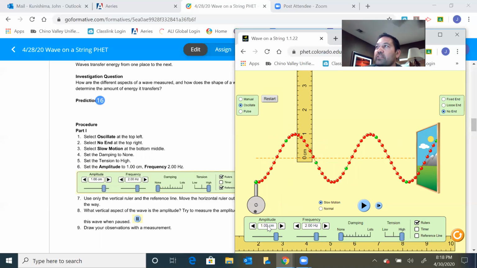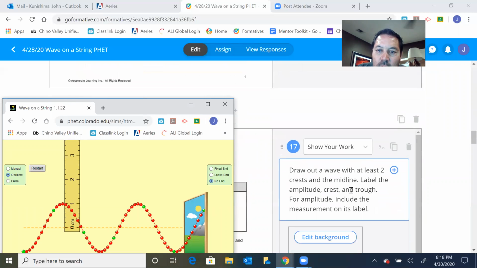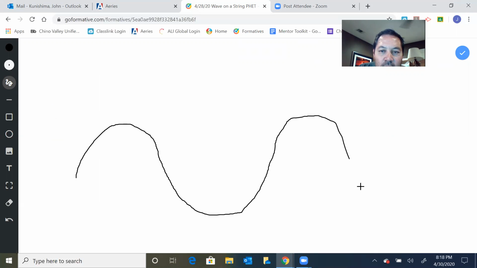Now for your data, it says draw out a wave with at least 2 crests and the midline. Label the amplitude, crest, and trough. For amplitude, include the measurement on the label. So let me do this. I'm going to move this over here. Go to background. What you're going to do is you're going to end up drawing what you see where you've got a wave with at least 2 crests.